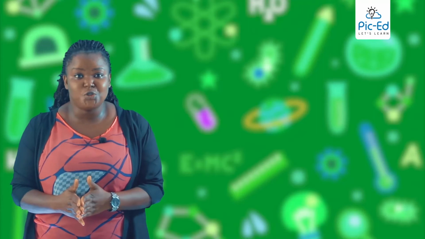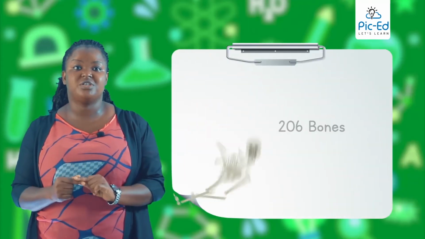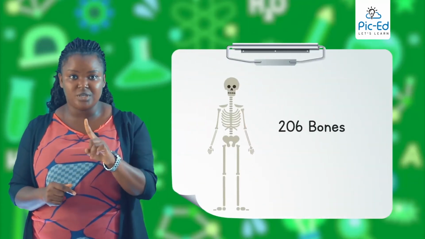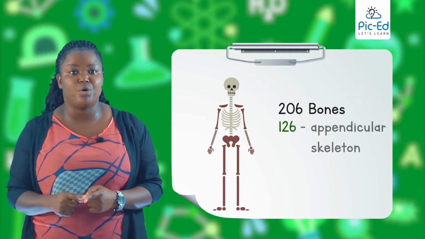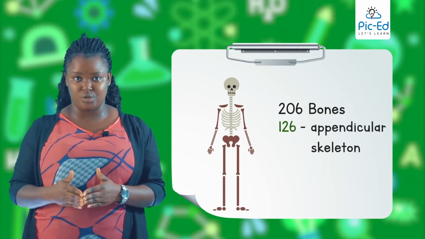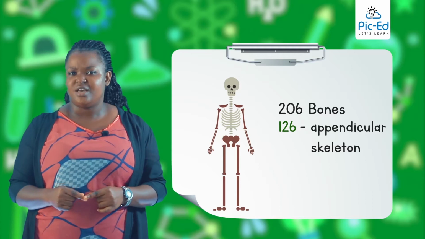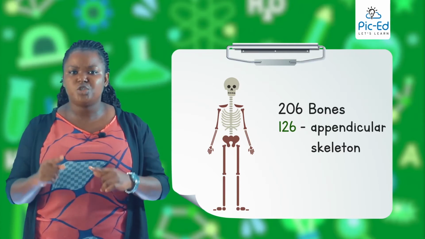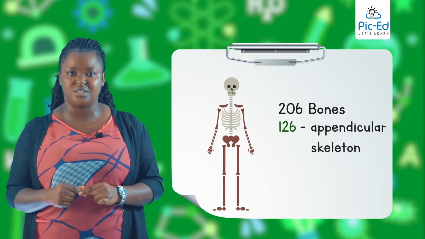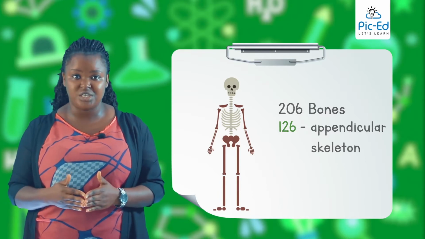The mammalian skeleton is made up of 206 bones. Of these bones, 126 bones are from the appendicular skeleton. Did you know that the appendicular skeleton accounts for more than half of the bones of the entire mammalian body?